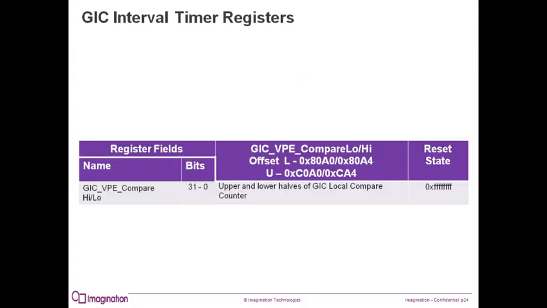The compare value is set in a two-register set within the local section of each processor. When the GIC shared counter reaches the value in these registers, a compare interrupt is generated. Note again that the compare registers are per processor.